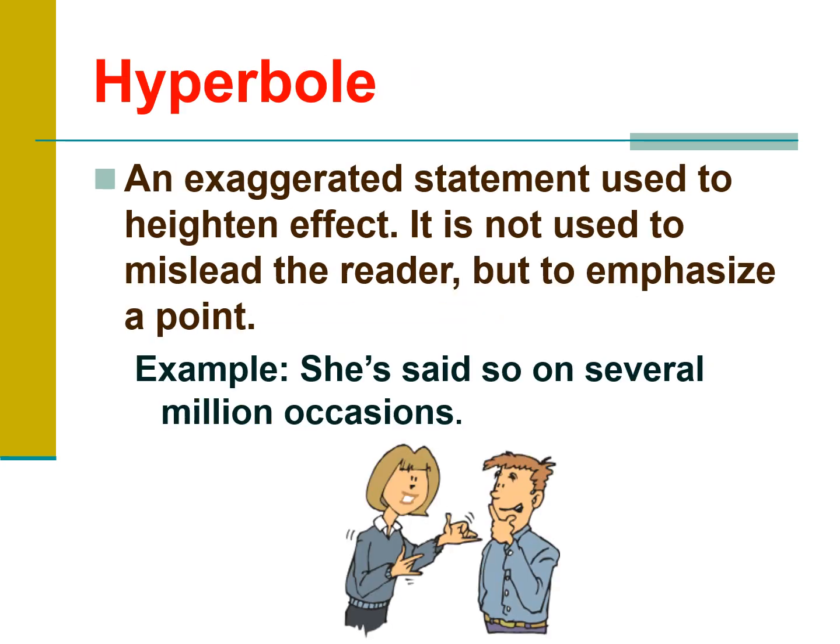Hyperbole, an exaggerated statement used to heighten effect. It is not used to mislead the reader, but to emphasize a point. An example would be, she said so on several million occasions. So our hyperbole is a million. The lady in this example did not say so on a million occasions. It just felt like she said so. So we're emphasizing how many times she said the word so.